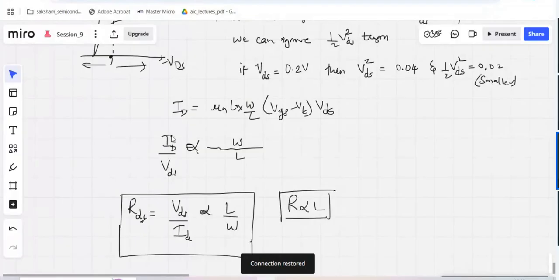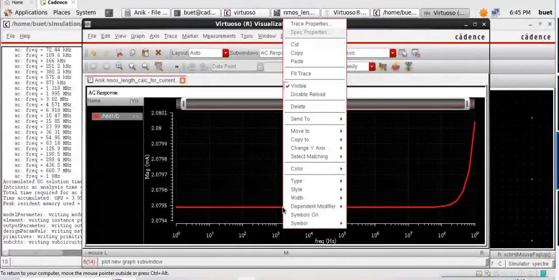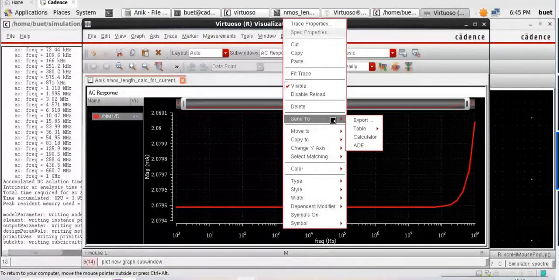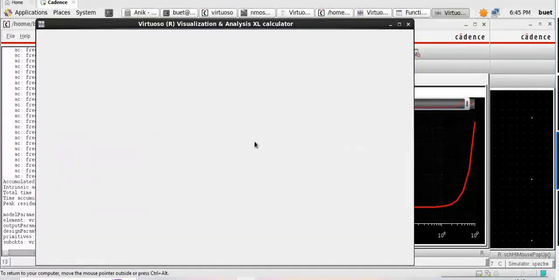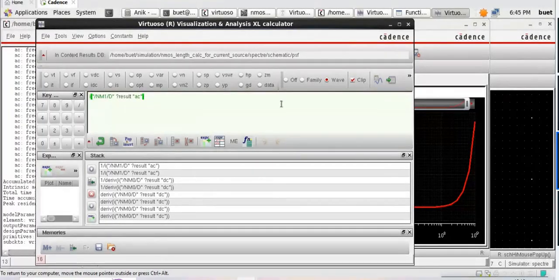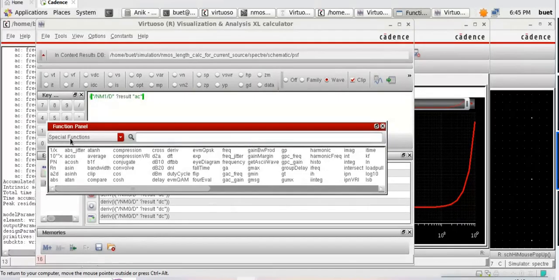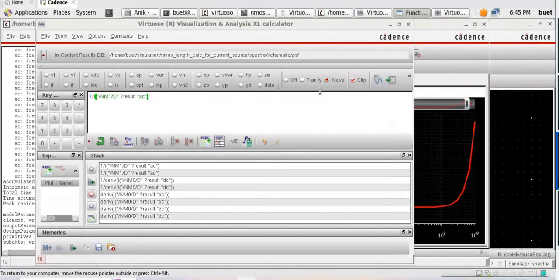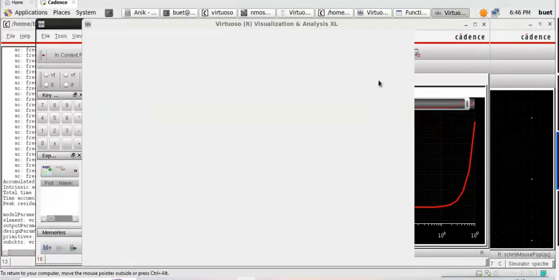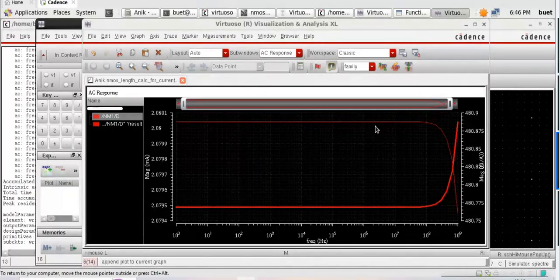This is the graph which I got right now, ID versus VDS, but I want VDS versus ID. So for that, I need to take the reciprocal of this graph. What I'll do, I'll right click on this graph and say send to the calculator. It goes to the calculator, and here I'll click on the function, go to all functions and choose 1 over x. The moment you click on this, you'll see 1 by x attached. There you go. Now you run this with the help of the wave function. The moment you run it, the reciprocal is observed.